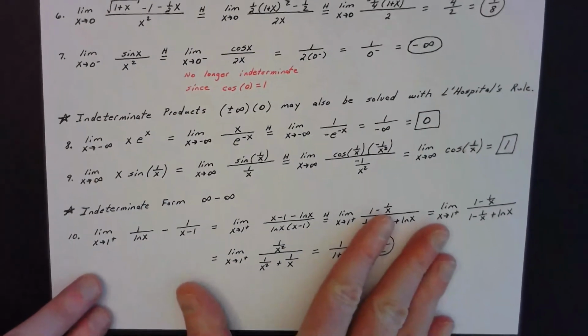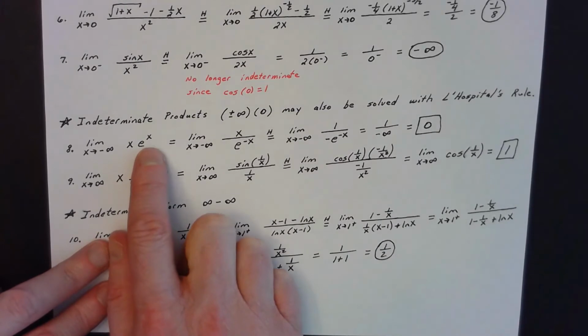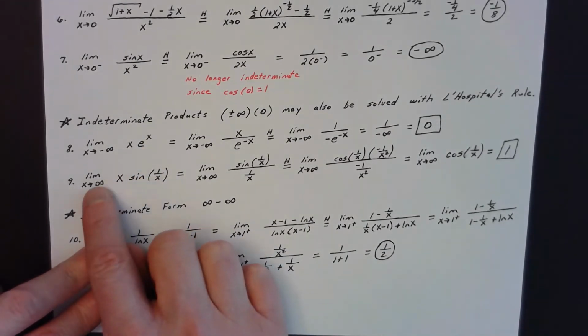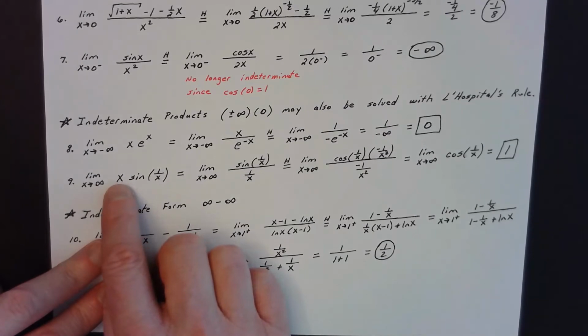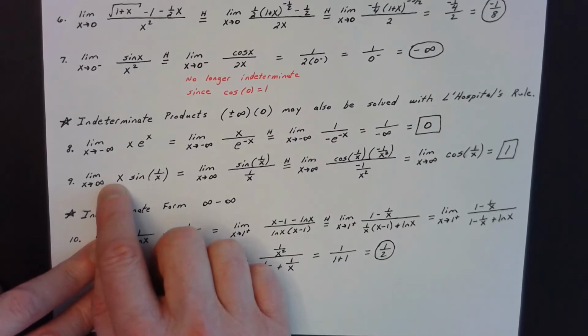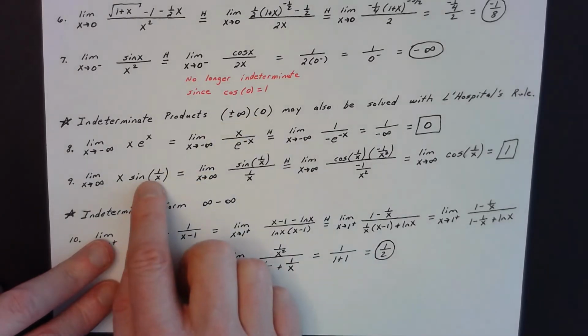Now, up next, for number 9, I give you a similar looking problem, except now instead of an exponential, I have a trigonometric function in there. So I have the limit as x approaches positive infinity of x times the sine of 1 over x. I know this number is approaching infinity. This number is approaching the sine of 0, which is 0. So I need to simplify this out. It's one of these indeterminate products.